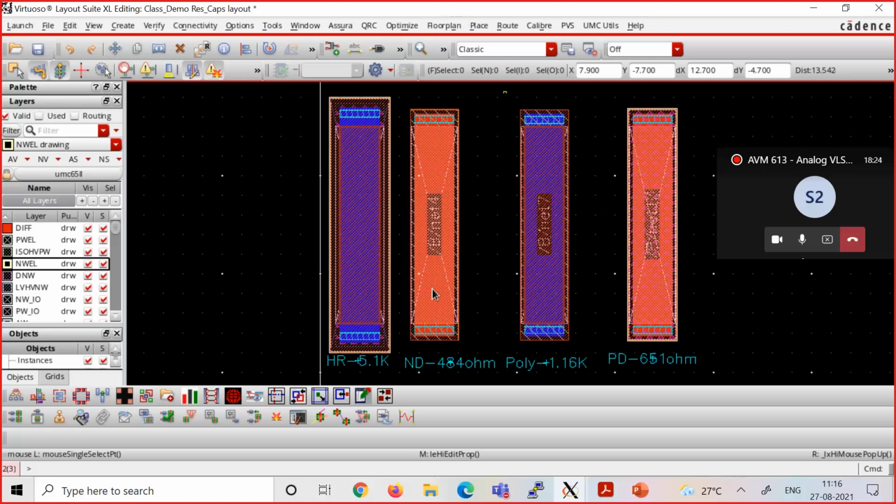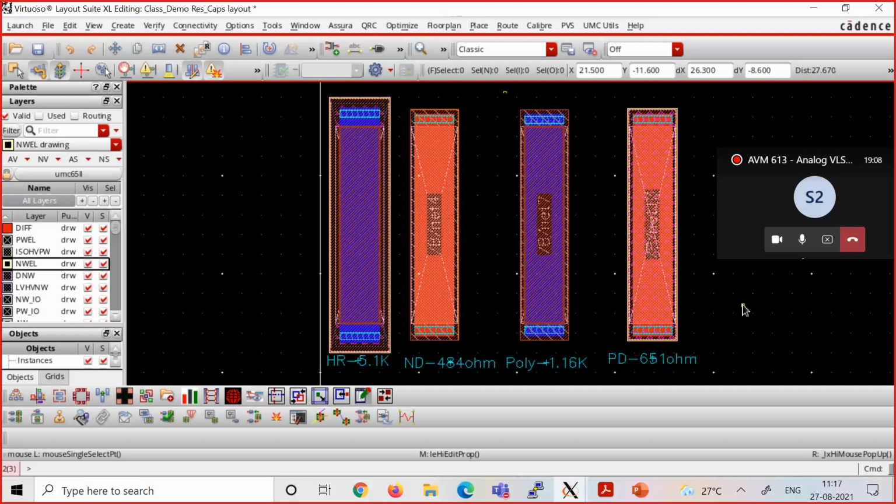There is also salicided N diffusion, poly diffusion, and p-type diffusion. Those will have lower values. So if you want a really high value of resistor, obviously you go for this HR material. If you want some very low resistance, like in the order of hundreds of ohms, you use these N-type diffusion or P-type diffusion. There is also the salicided N diffusion and salicided P diffusion, which I have not shown, where the values will be even less. For a dimension like this, it will be even less than 100 ohms, some 70 ohm, 50 ohm, something like that.